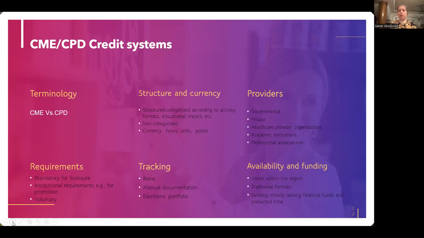According to the review that was done by Lawrence and the team to review what is available and the funding in the region, there are different formats and different availability. Some are the traditional, didactic formats, but many of the CME CPD providers are moving to more innovative and virtual formats, especially with the era of COVID. There is a problem with funding, and it's mostly lacking, whether the financial funds or the protected time required for CME CPD attendance.